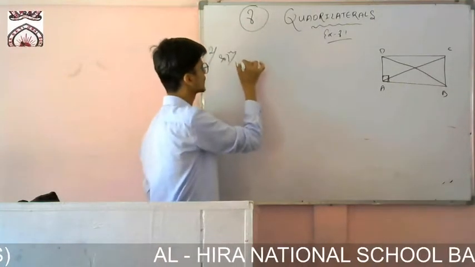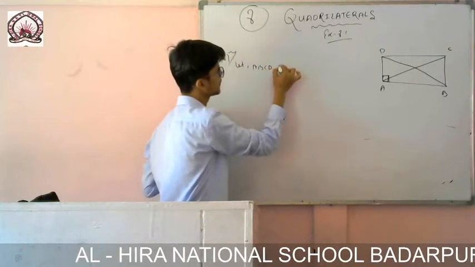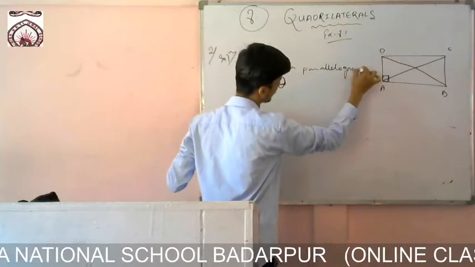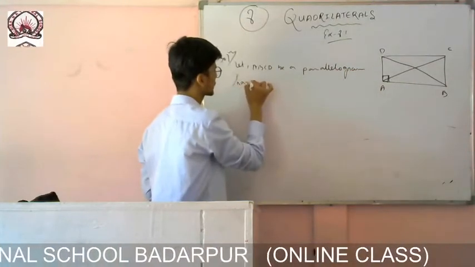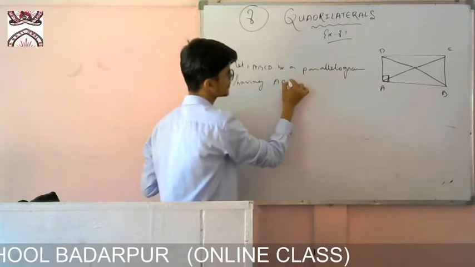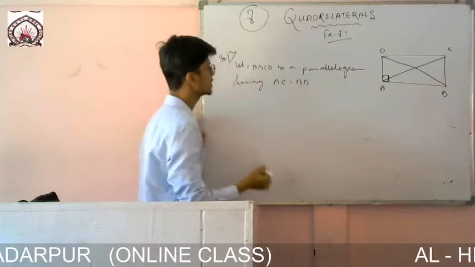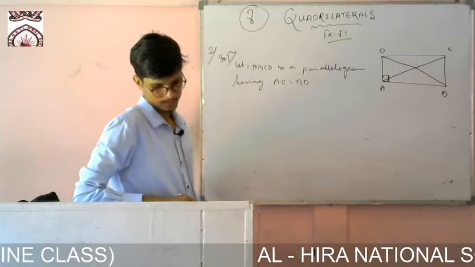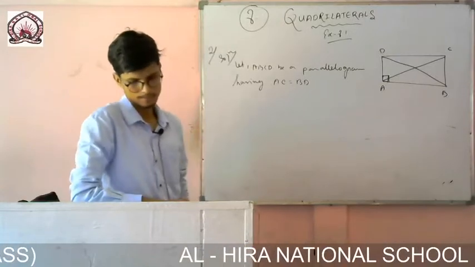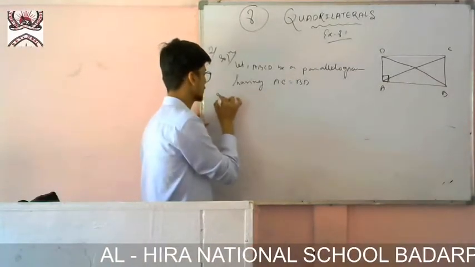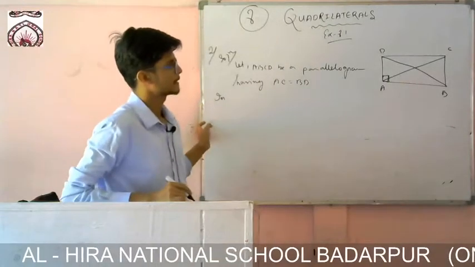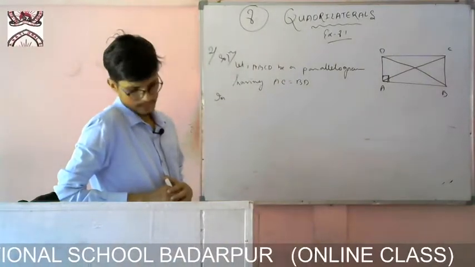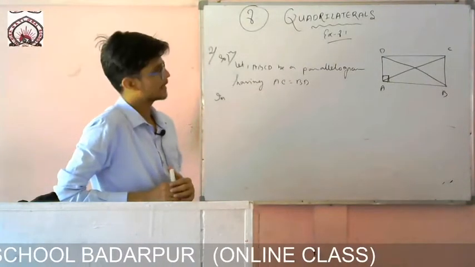Given: let ABCD be a parallelogram having AC equal to BD, in which AC is equal to BD. Let ABCD be a parallelogram having AC equal to BD. Okay, so now what is there? I have to prove that each angle measures 90 degree. Okay, so each angle measures 90 degree.